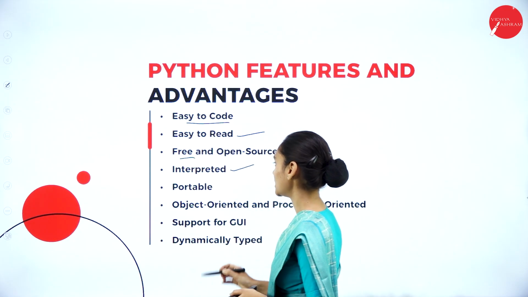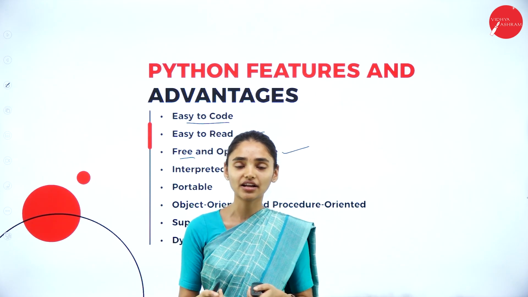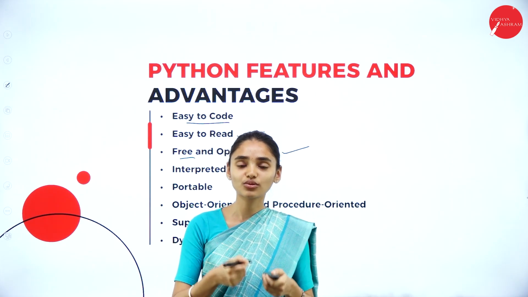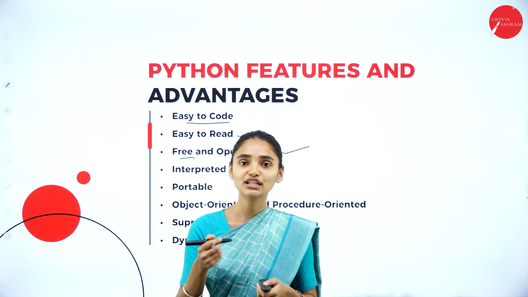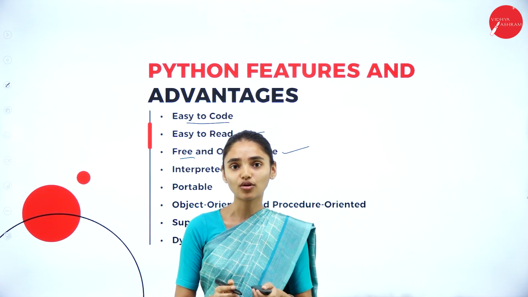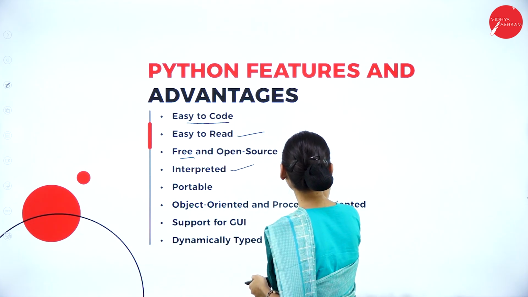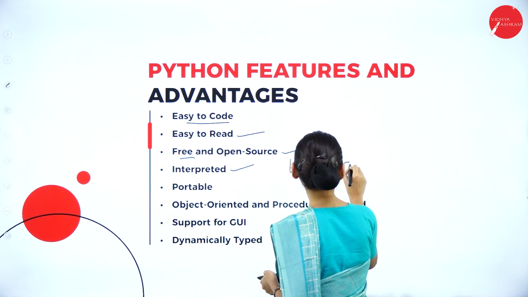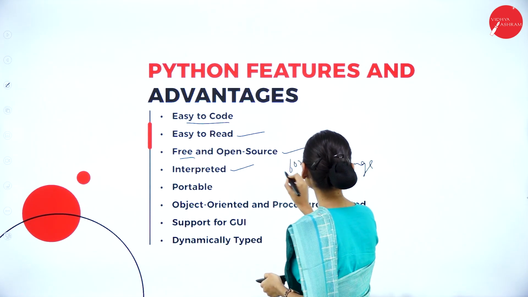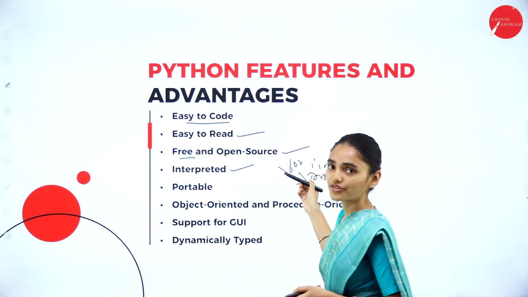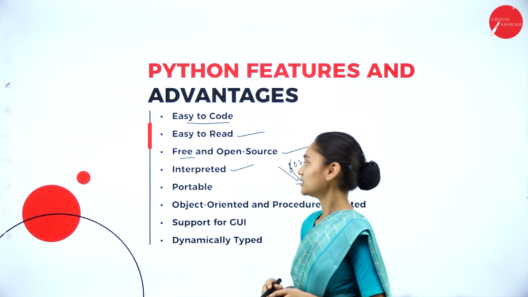Next is interpreted. Interpreted means Python is an interpreted language. Once you write the code, the source code executes each line, line by line. That is interpreted. Suppose you write a for loop, for i in range, and then print. That defines the block of code. After for, it's showing print here. So that is called an interpreter.